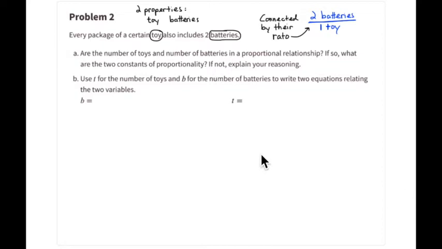This is problem number 2, and this is about a toy and the batteries that are included with that toy. So for each toy, you get 2 batteries. So what's the proportional relationship? Well, write down the 2 properties. One property is the number of toys, and the other property is the number of batteries. And they are connected by the ratio of toys to batteries or batteries to toys. Now there's 2 batteries per one toy, so we can begin there.